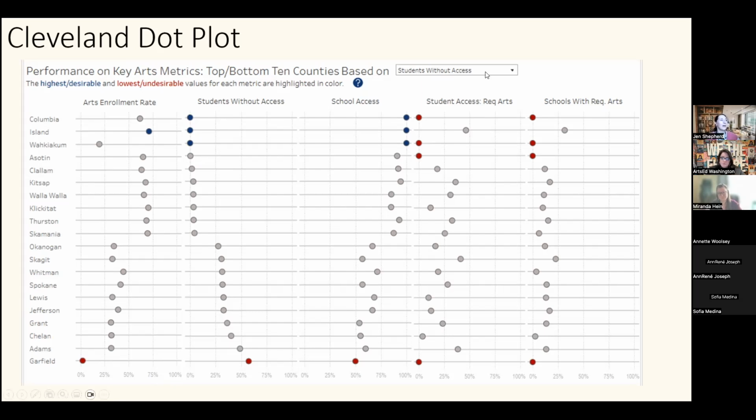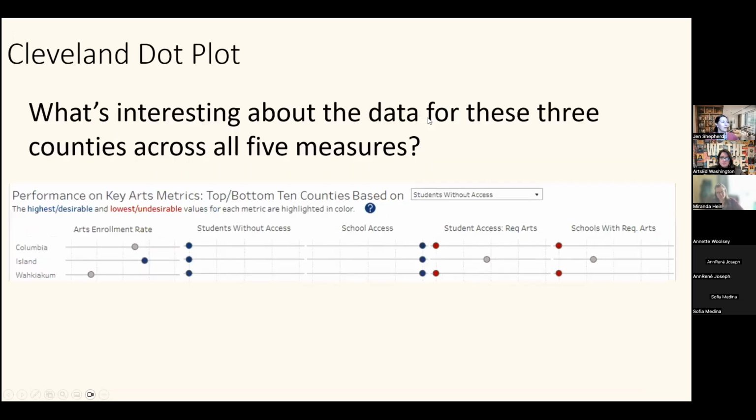So depending on the metric that you choose, these counties will reorganize. And in fact, the list of counties will change potentially, because the same county that's doing well on one metric may not necessarily be a county that's doing well in all metrics. In fact, we see that with your data here. Some of you may already have noticed that although we're looking at the top 3 on this metric, students without access, we see some red up here for these same counties.